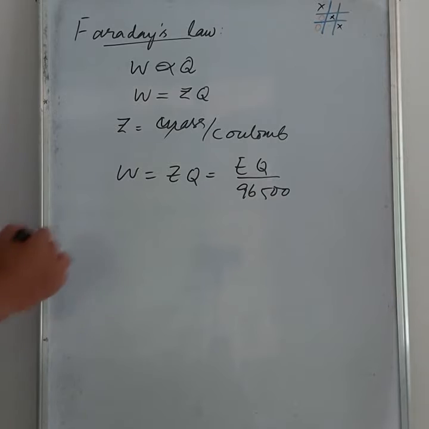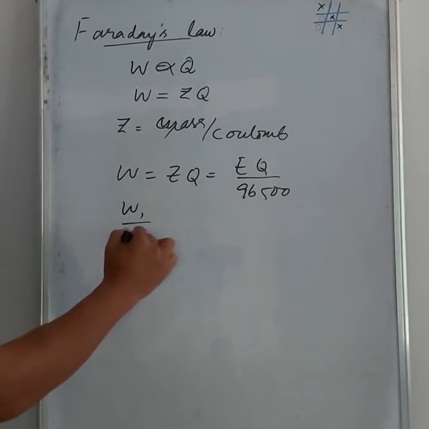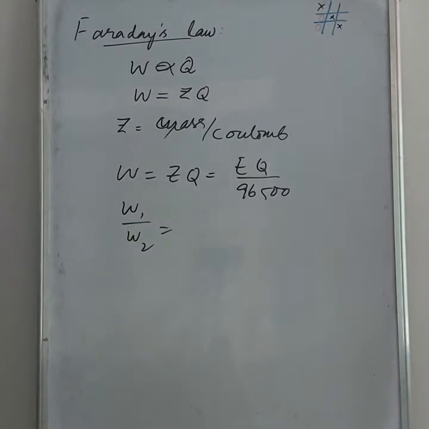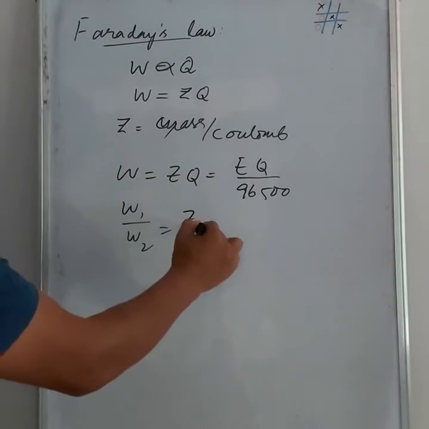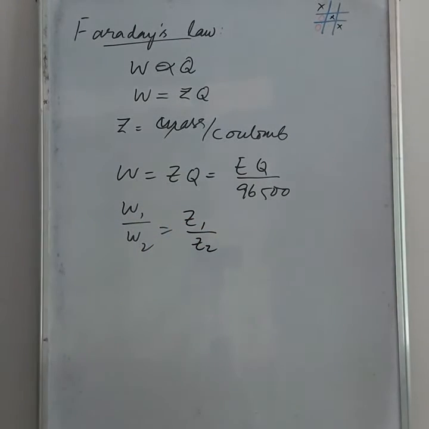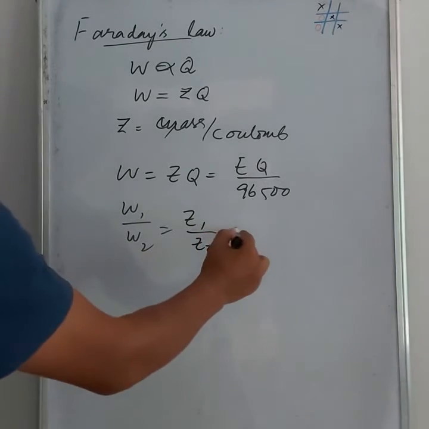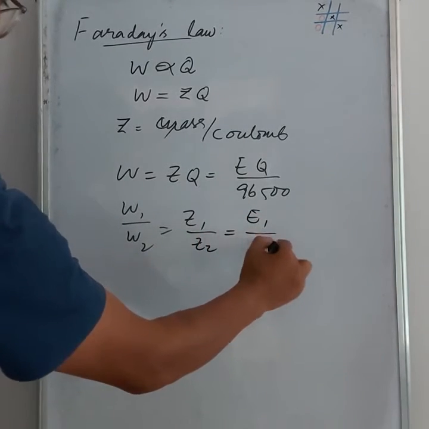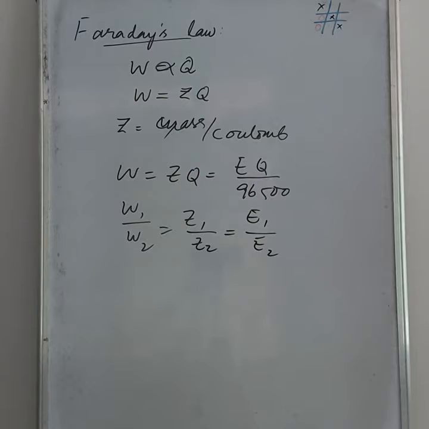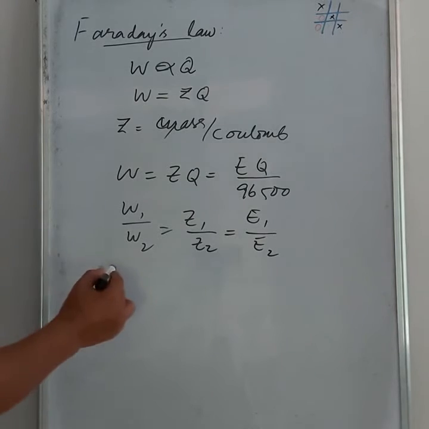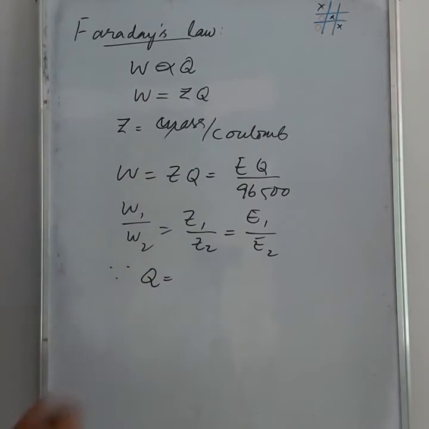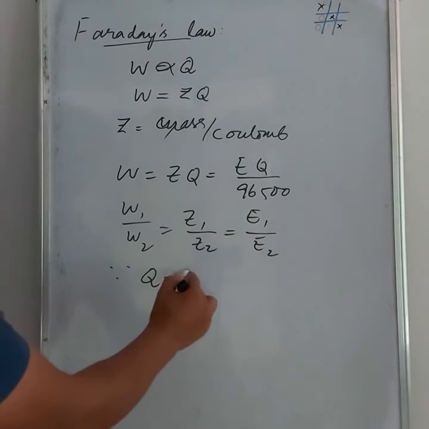That means W1 over W2 will be simply equal to Z1 over Z2, and still equal to E1 over E2, since the amount of charge is the same. Q is the same.